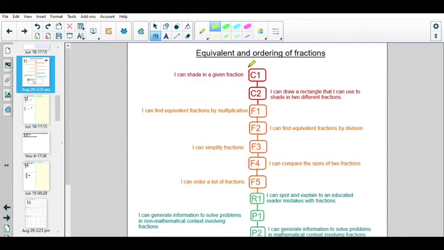This unit is equivalent and ordering of fractions. This video is going to cover F2, finding equivalent fractions by division, and F3, simplifying fractions.